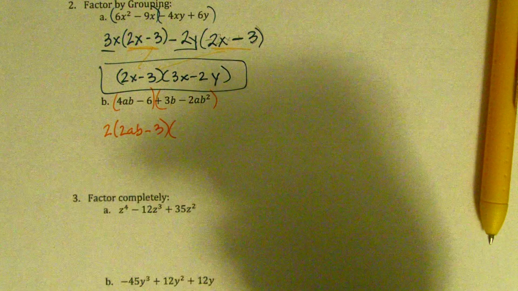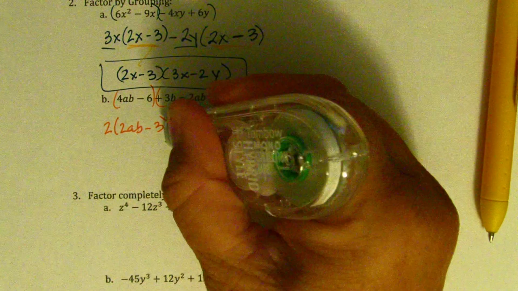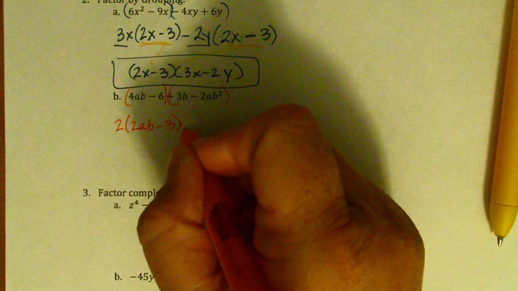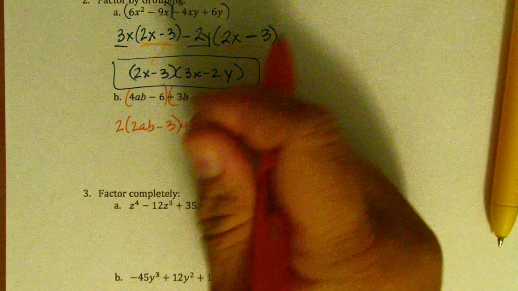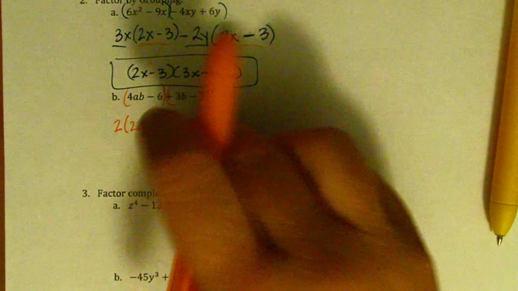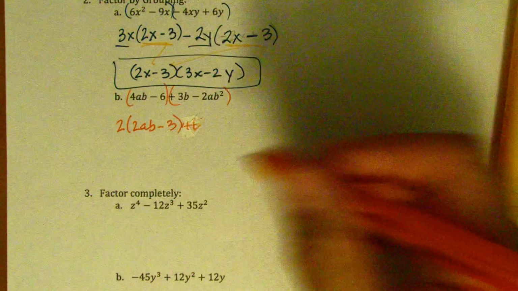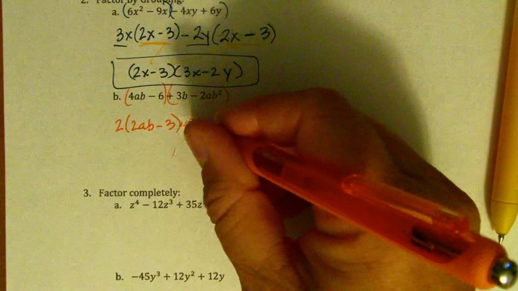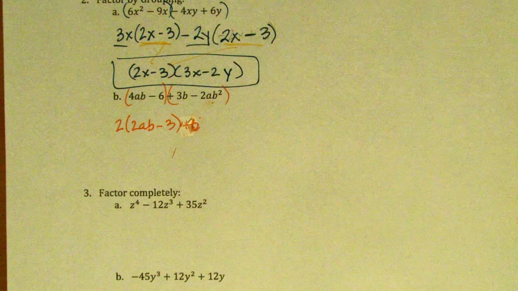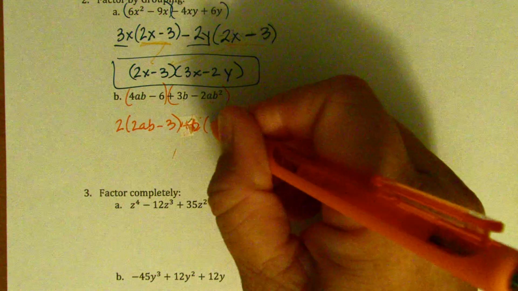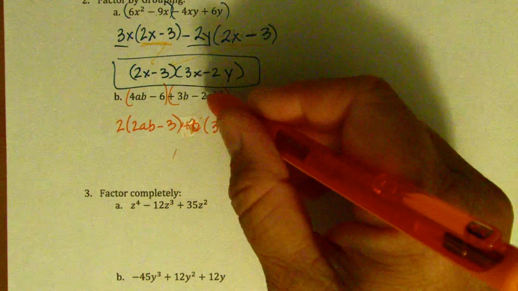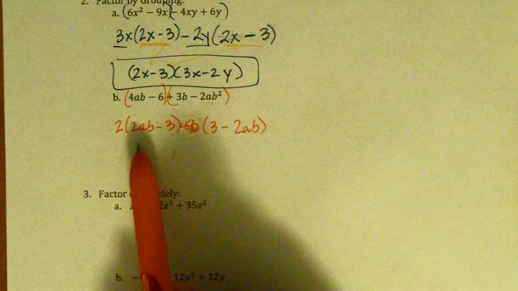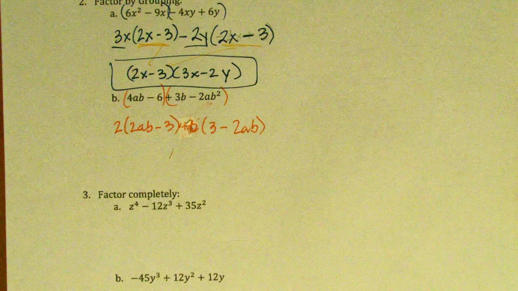of b. Oops. Whiteout's kind of messed up there a bit, but hopefully you can still read that. So, pulling that out, I'm left with 3 minus 2ab. Now again, these almost look the same, but not quite.